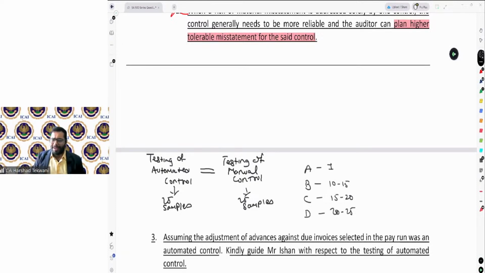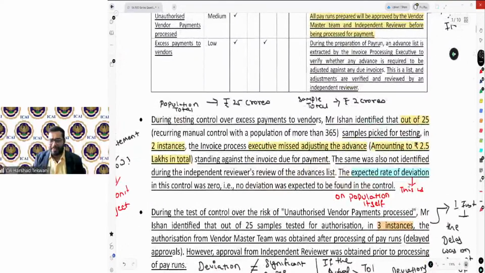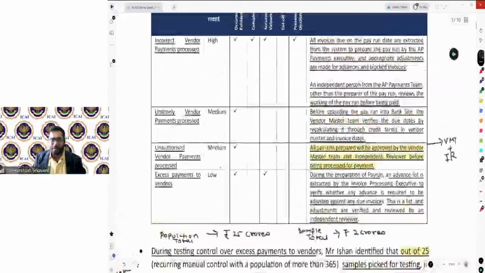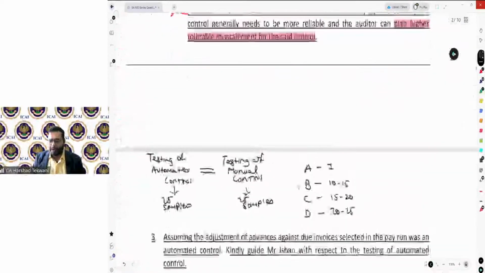Come on, guys. How many samples will you test for an automated control? Let's say it has the same level of risk that we were seeing as of now, medium, not the higher. Till now, for medium risk, we were taking 25 samples, because the risk was medium or low. Assume the risk is medium in this scenario also. How many samples will you take?